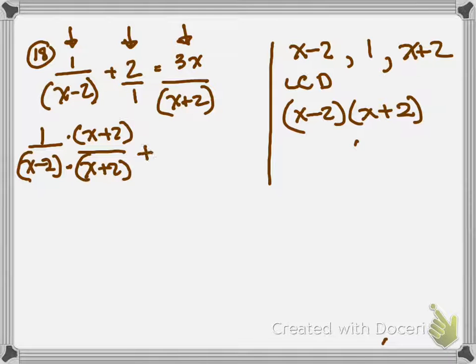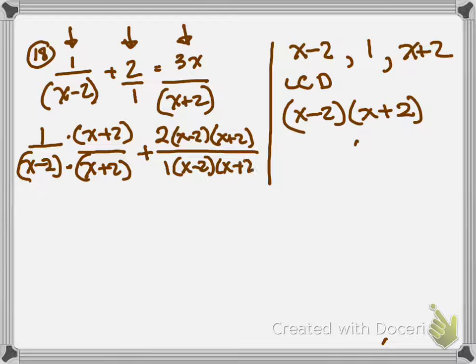My next term, 2 over 1, is missing both factors. So I need to multiply top and bottom by x minus 2 and x plus 2. And then my third term, the 3x over x plus 2, that one is just missing the x minus 2. So all I need to multiply top and bottom by now is just the x minus 2.